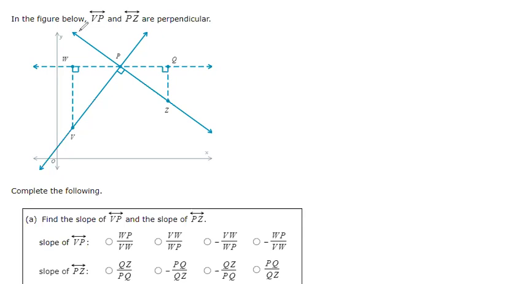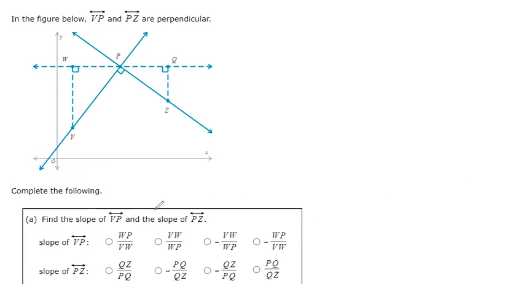So we have VP and PZ. I mean, this is PZ and this is VP. Those are perpendicular, right? That's given, meaning they intersect at 90 degrees at the intersection point. And then we are given a triangle, which is called a slope triangle in some resources.